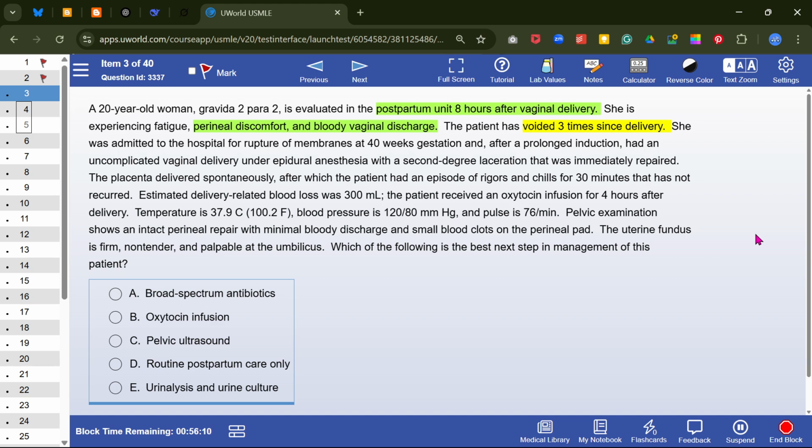Bleeding is not that much. For vaginal delivery, more than 500 ml bleeding is needed to cause PPH. So estimated blood loss is 300. Everything is normal.